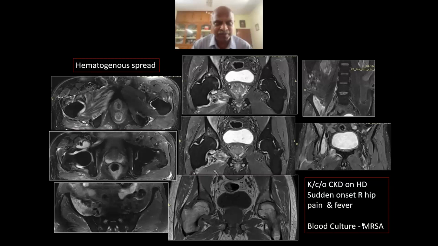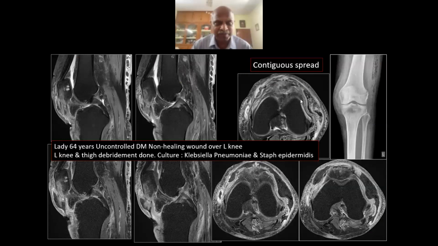So this patient on blood culture ended up having Staph aureus infection, and this was methicillin resistant. Staph aureus in general is the commonest organism, and MRSA is the one that is posing a lot of problems across the world.